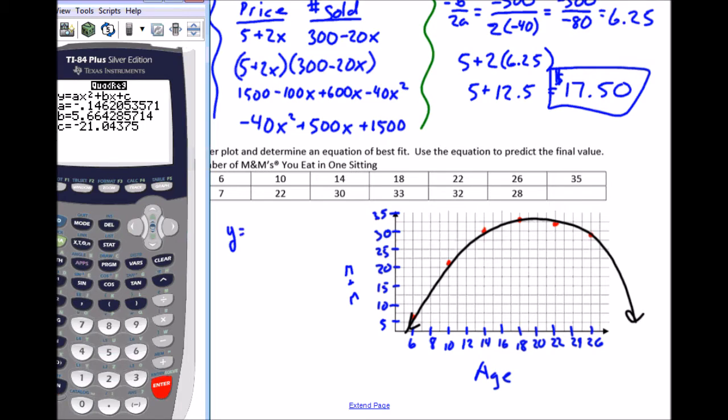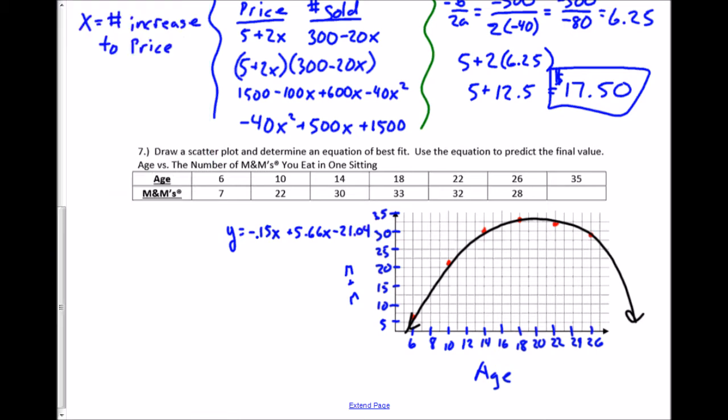So I get y equals a negative 0.15x squared plus 5.66x minus 21.04. Okay? So this is my best fit equation, the best fit curve that I have here. So that's my prediction equation. That's one thing it asked for.